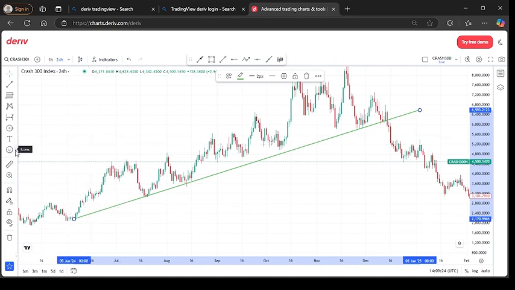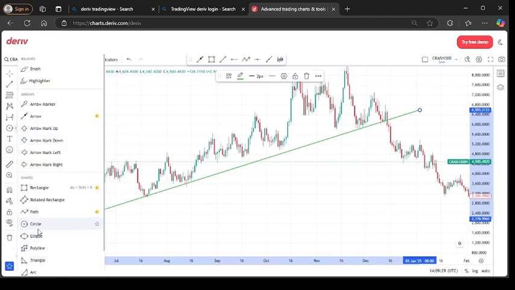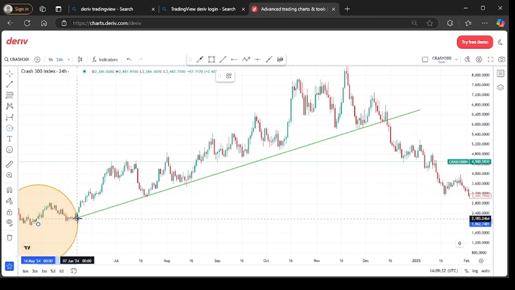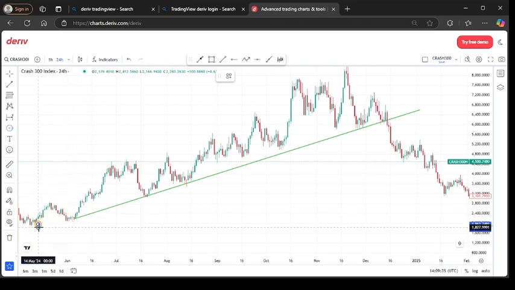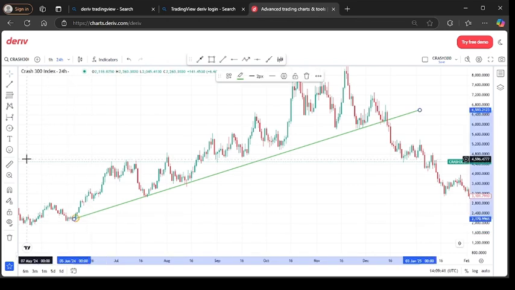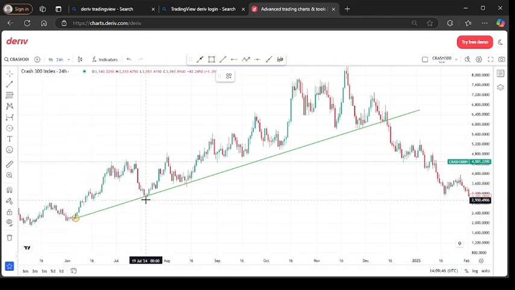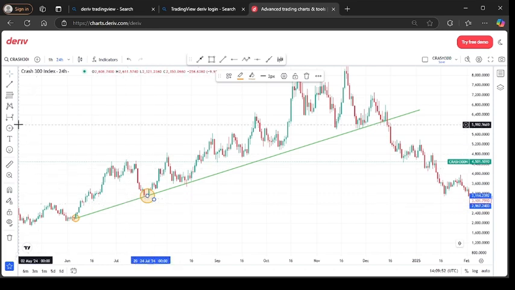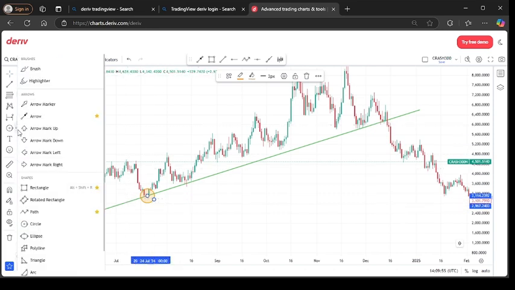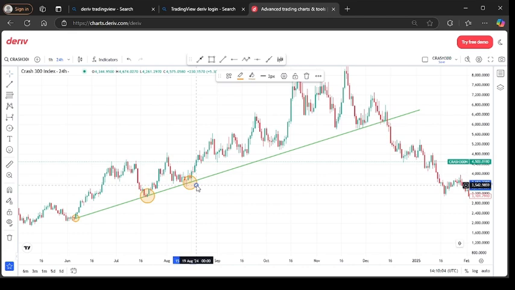So these are my touch points. Let me try to use this circle. This is my first touch point, and this is my second touch point. And this is my third touch point. I'm just highlighting these touch points so that you know that when you are drawing your trend line, like we said in our first video, make sure the first two touch points are clear.